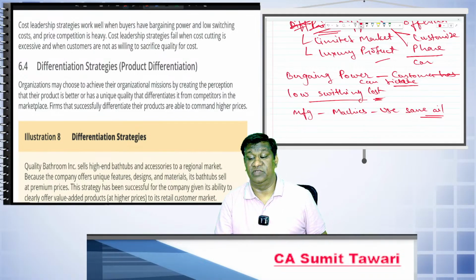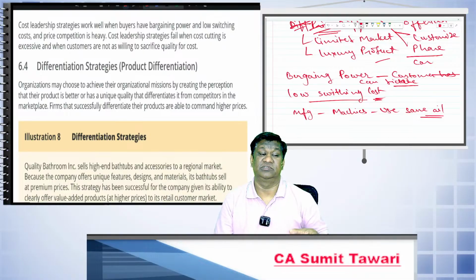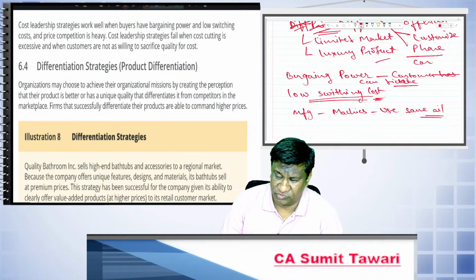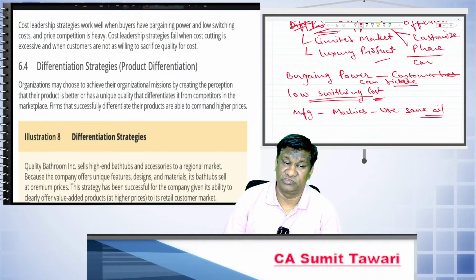If the switching is very difficult, then you can charge the premium, and that's why you can think of giving an additional offering to your customer. But if switching is easy and you try to charge the premium, then he may replace your product. So you need to evaluate the impact of switching cost, whether the switching cost is high or low. If the switching cost is low, then you need to focus on the reduction of the cost.